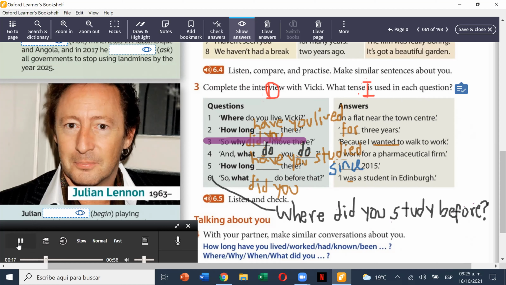For 3 years, but it feels like I've been there longer. So why did you move there? Because I wanted to walk to work.